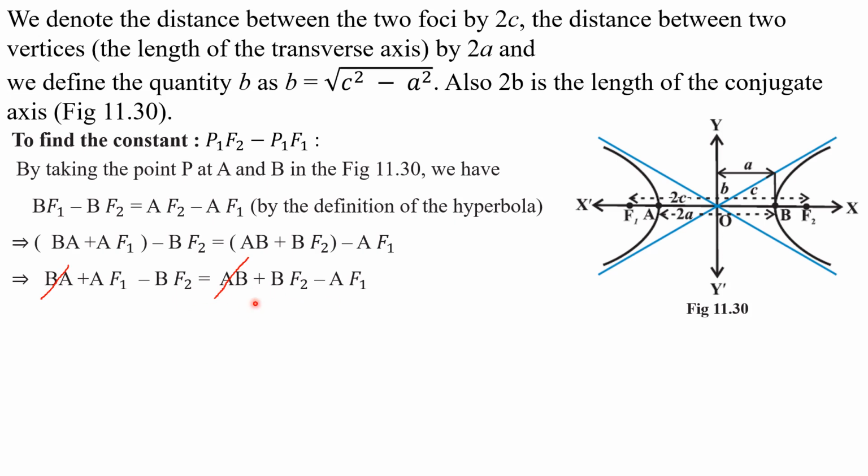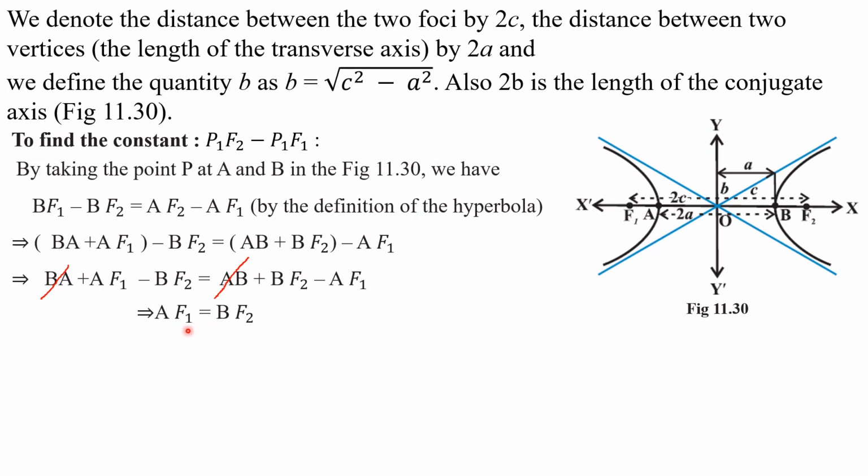Okay, my children, let us rearrange the terms. Let us transpose minus AF1 to LHS and minus BF2 to RHS. Then what will you get here? This implies AF1 is equal to BF2. Because in LHS we get 2AF1, which is equal to 2BF2. So by striking out the 2 on both sides, finally we get AF1 is equal to BF2. We use this result in the next step.